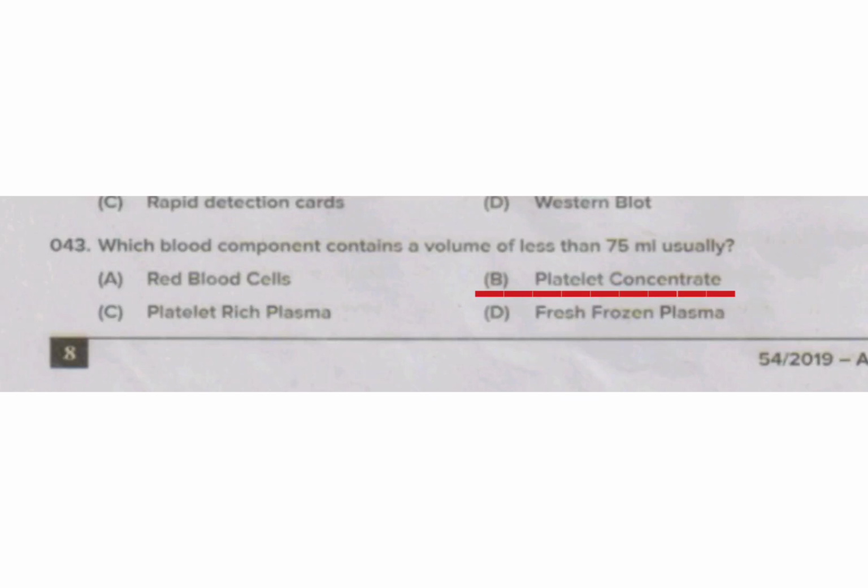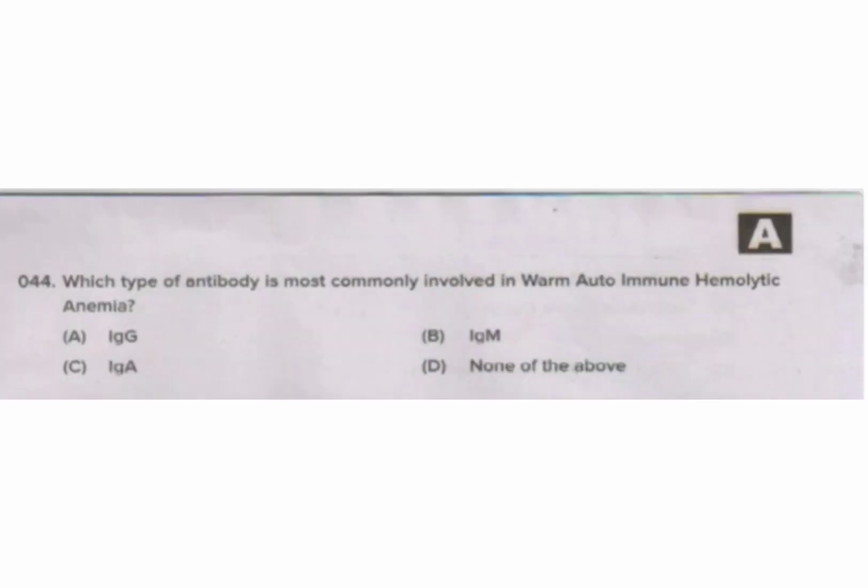The next question, question number 44. Which type of antibody is most commonly involved in warm autoimmune hemolytic anemia? Four options are there. Option A, IgG. Option B, IgM. Option C, IgA. And option D, none of the above. Answer is option A, IgG. IgM and IgA are cold antibodies and IgG is a warm antibody.